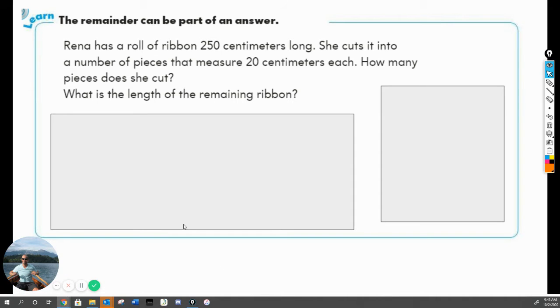Alrighty. The remainder in this case can be part of your answer. Rena's got a roll of ribbon 250 centimeters long, and she cuts it into a number of pieces that measure 20 centimeters each. How many pieces does she cut? And then what is the length of the remaining ribbon? This part right here is the part they're asking for the remainder. What is the length of the remaining ribbon?